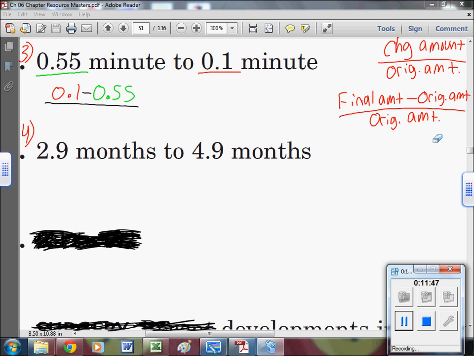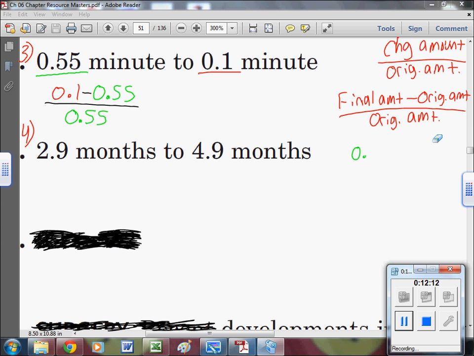And then we're going to divide that change amount by the original amount. And the original amount we said was 0.55. Now, questions like this, this one's not only making you use your decimal skills, but you're also going to use your negative skills. So if that intimidates you in a question, remember, you can always do it in the other order. So for this question, you're more than welcome to do it in the opposite order.